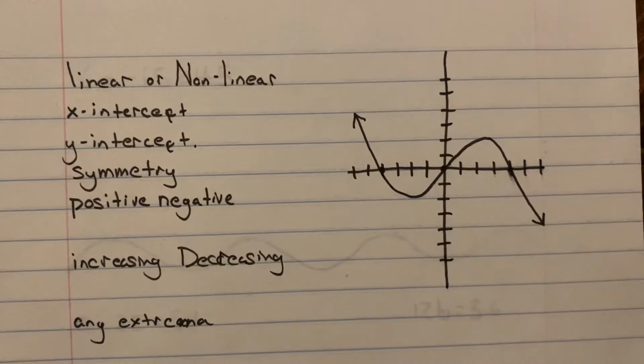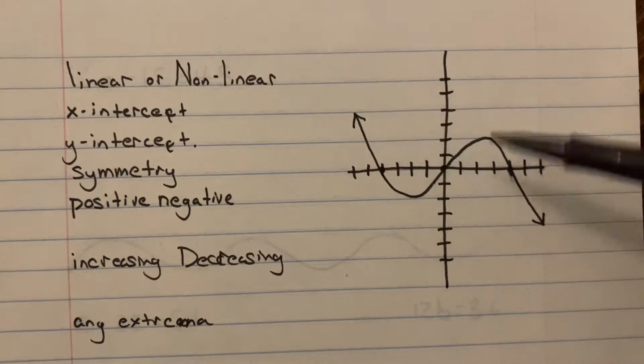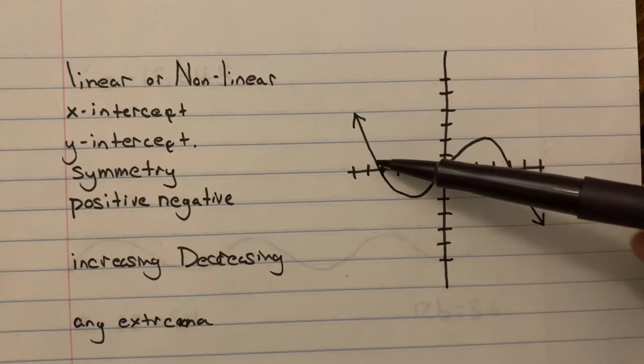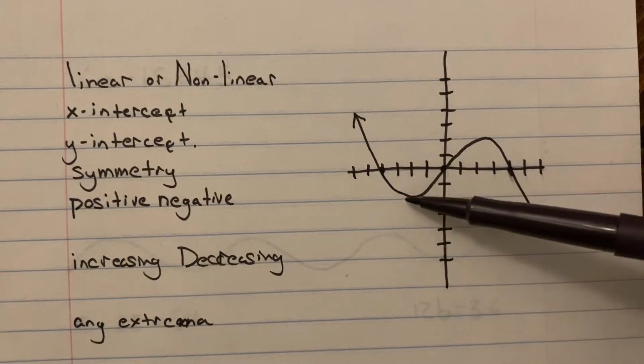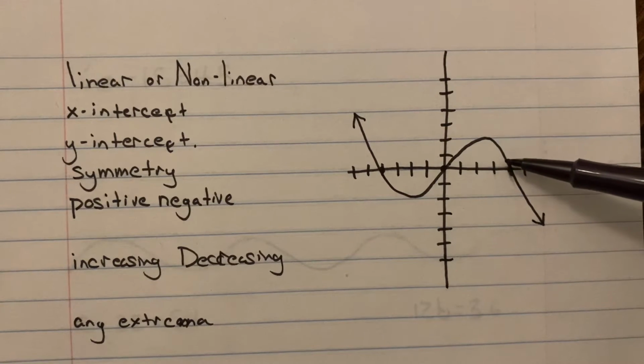Positive and negative, when is a graph positive and when is it negative? It is positive when it is above the x. It is negative when it's below the x. So this is positive, positive, positive. When we get here, this is all negative. And then when we get here, it's all positive. And then we get here, and then it continues to be negative.